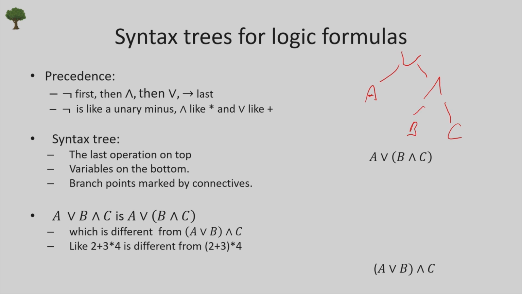Let's do a tree for the formula A or B, and C. So now A or B is in parentheses. So the very last thing that you would do is an AND. Your formula is something and something. So it's an AND of two things, the first of which is an OR of A and B, and the second one is C.